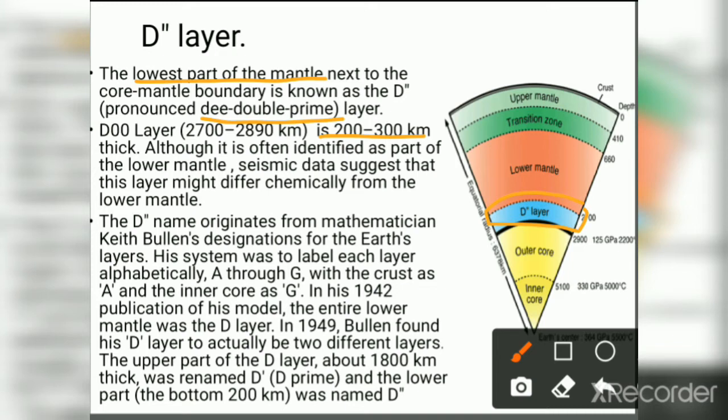Although it is often identified as a part of the lower mantle, seismic data suggests that the layer might differ chemically from the lower mantle. The D double prime name originates from the mathematician K. Bullen's designation for the Earth's layers. In his system, the alphabetical notations are given from A to G, and the crust he named A and the inner core he named G. In his later publication, the D layer is again divided into two, the D prime layer and the lower layer, the D double prime. So the name D double prime is given by K. Bullen's designation.